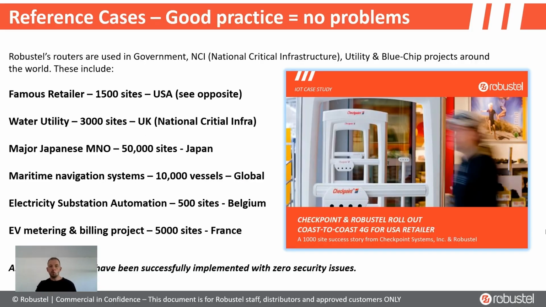And that brings us on to a few more reference cases. Really, the truth behind a lot of the common cybersecurity narrative is, if you follow basic good practice, you'll tend to have no problems unless you are really being targeted, in which case it can be a more complex and a physical security issue as well as just a logical one. But as you can see from the list, all around the world, there are millions of instances of Robustel today. And all of those projects and many more have been implemented with zero security issues.